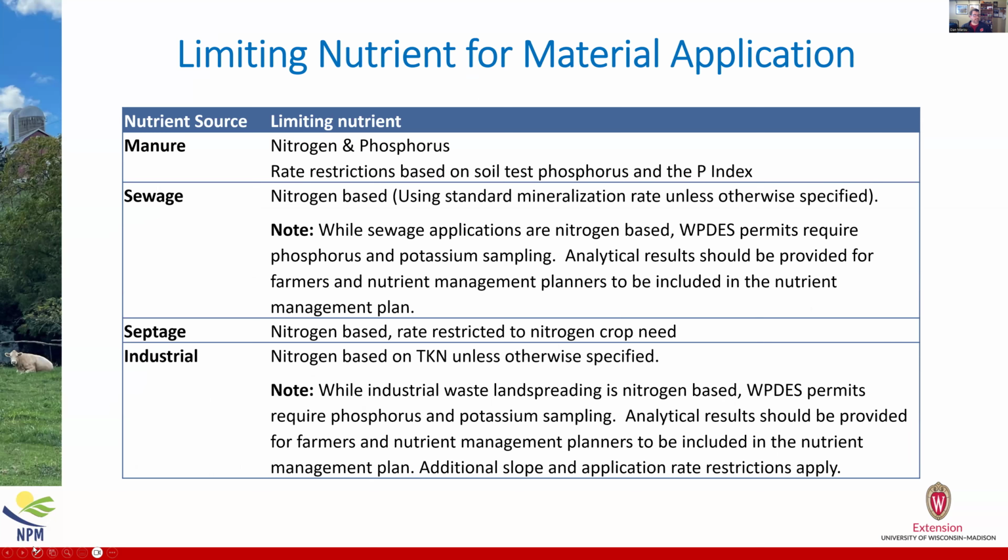When we take a look at limiting nutrients for the applications of these different nutrient sources, manure is limited based on nitrogen and phosphorus, with phosphorus being the most restricted, with the soil test phosphorus and the phosphorus index indicating whether or not we can apply manure based on the phosphorus need of the crop or the nitrogen need of the crop. For sewage, septage, and industrial waste, all are based on nitrogen.